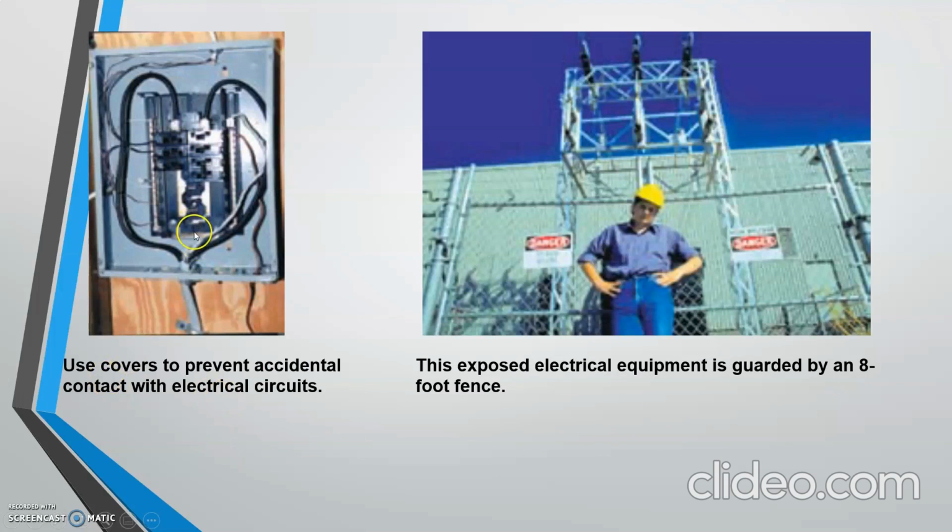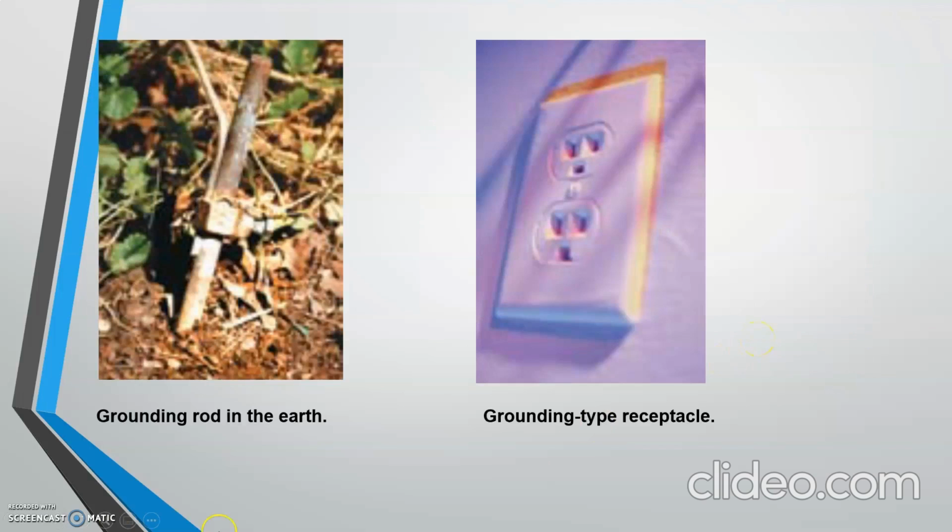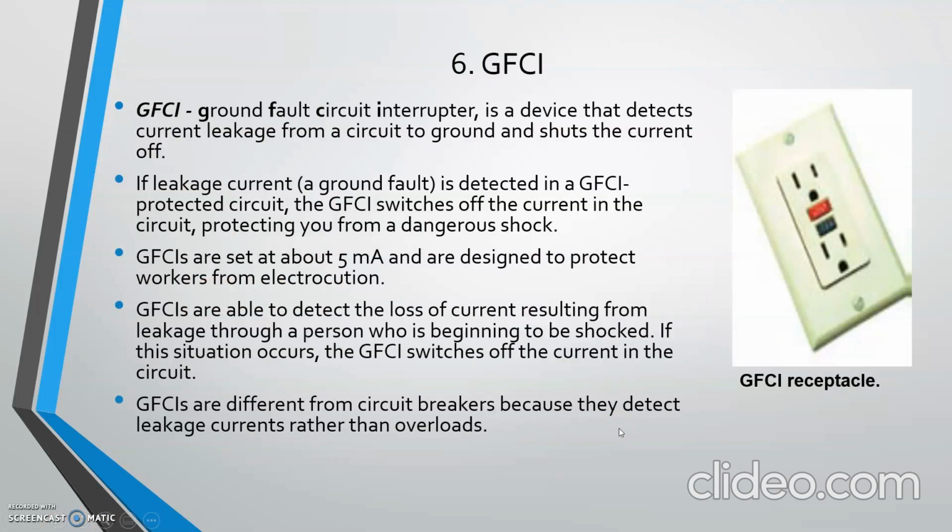Okay, so use covers to prevent accidental contact with electrical current circuits, and the exposed electrical equipment is guarded by an 8-foot fence. Okay, this is a grounding rod in the earth and a grounding type receptacle.